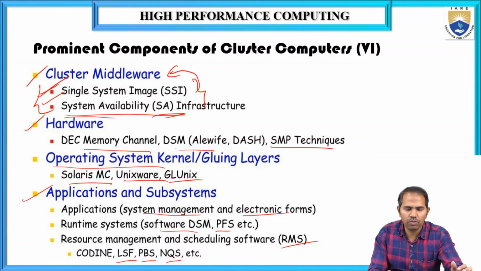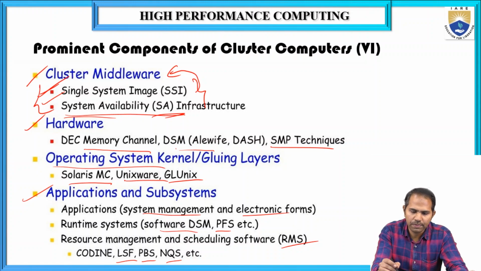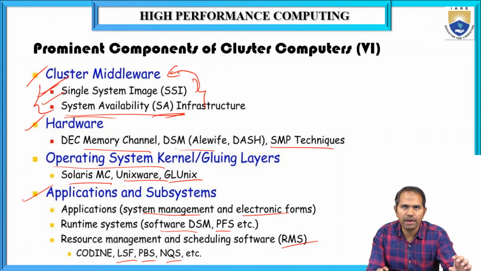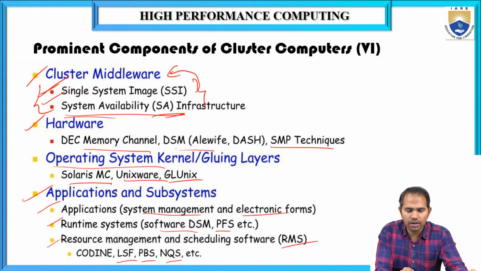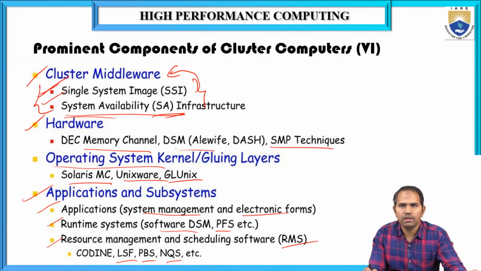Prominent components. One is the cluster middleware, SSI and SA, that has to be maintained in the cluster hardware. In the hardware, DEC memory channel has to be used. Operating system, kernel and layers: Solaris MC, Unixware and GLUnix. And applications and subsystems: system management and electronic forms, runtime systems, and resource management and scheduling.